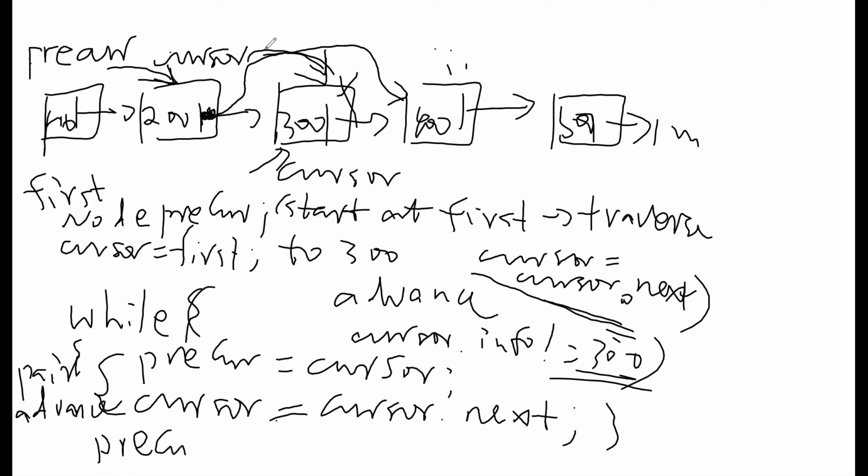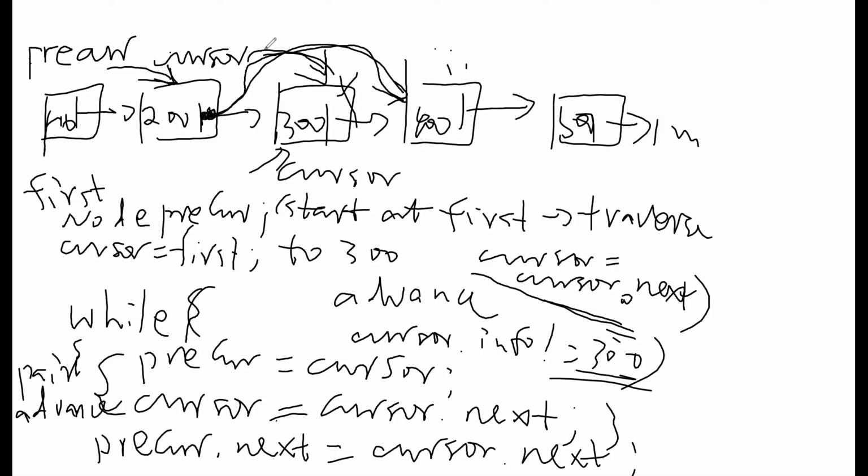Then it's that precursor's next equals to what? Equals to cursor's next. Then in this case, you see, you get your 200 pointing to 400. So then you get rid of 300. So this is how you remove an item in the middle of the linked list.